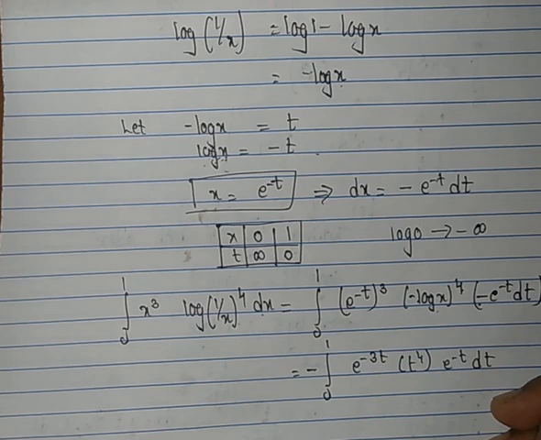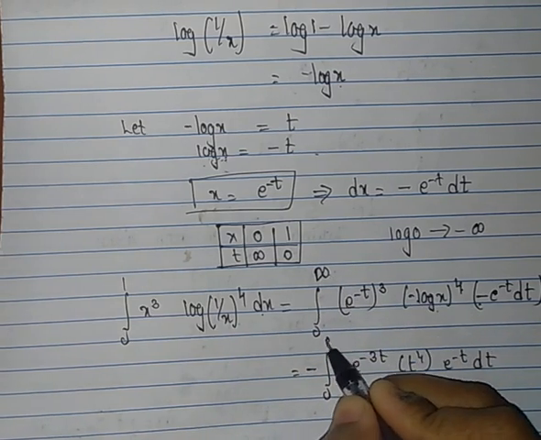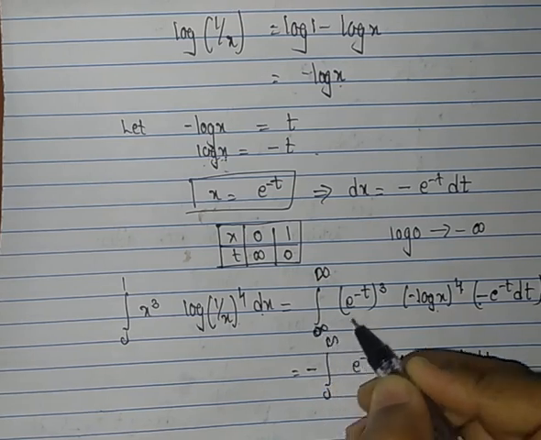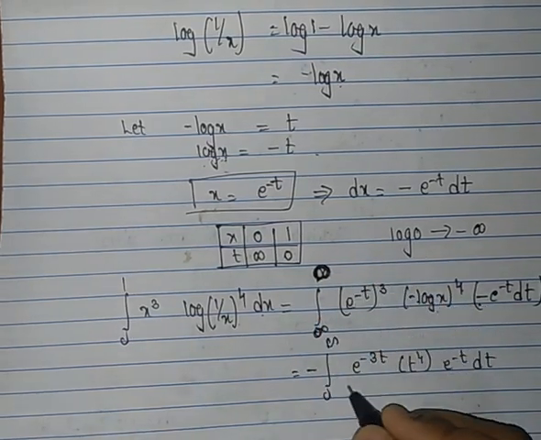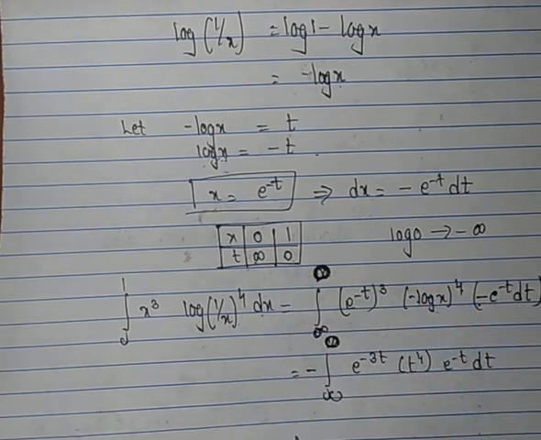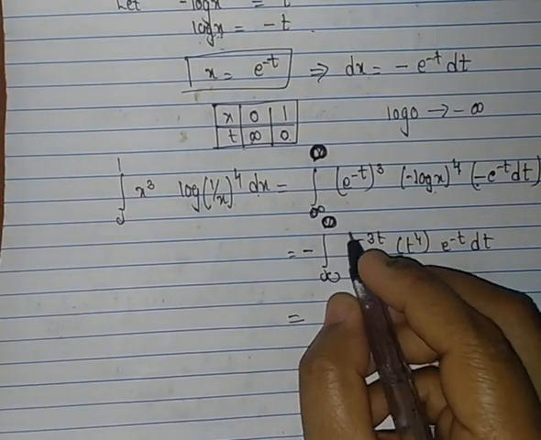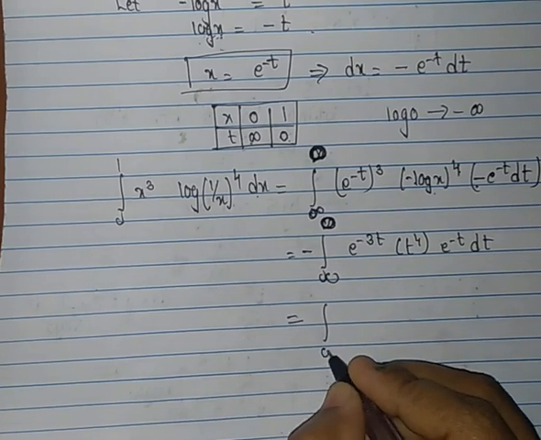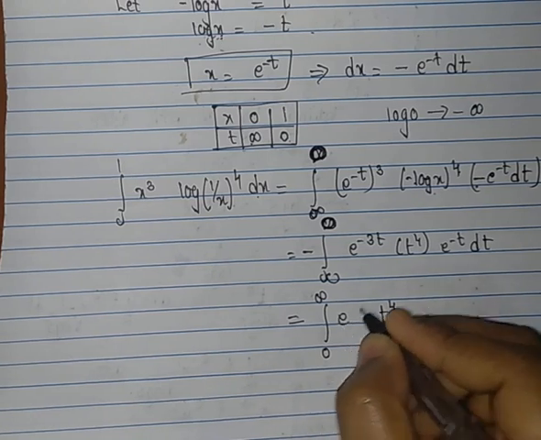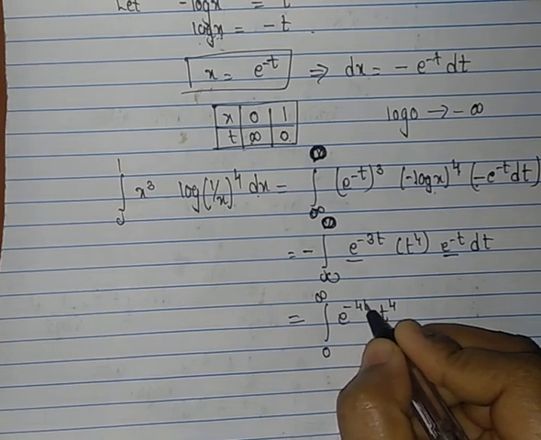If you have noticed, I made a mistake here. I have not written the limits properly. So this becomes infinity to 0. The next term: minus of the integral from a to b is written as the integral from b to a. So this becomes 0 to infinity t raised to 4, e base, same base so indices get added. This becomes e raised to minus 4t dt.